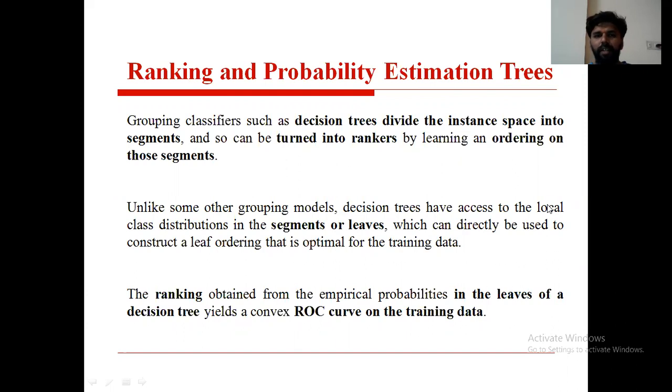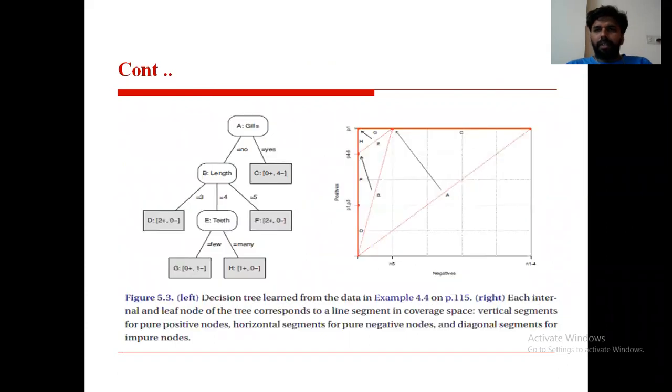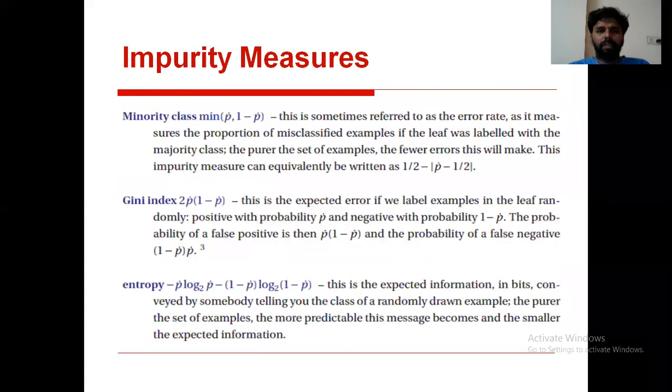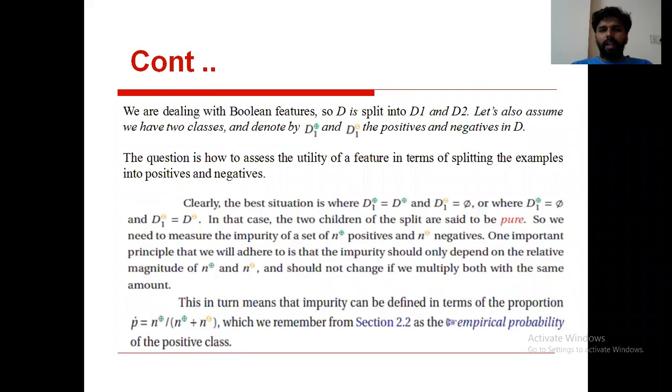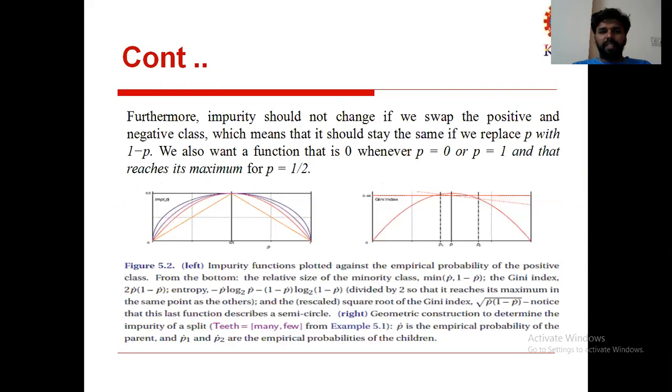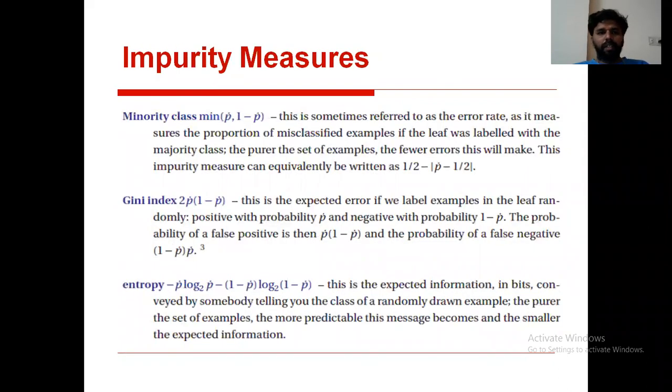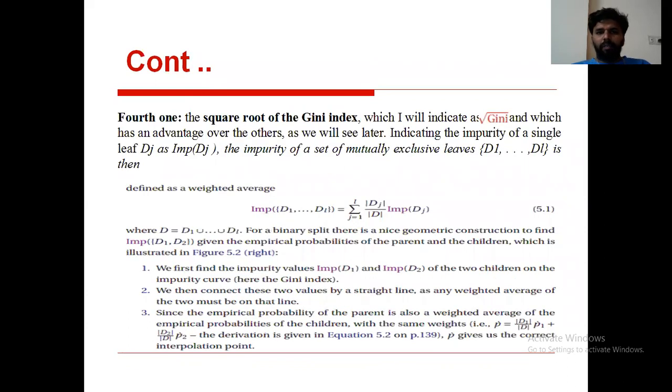In last class, I explained decision trees in two videos. At that time, I explained what a decision tree is, how to construct a decision tree, and what the various impurity measures used to evaluate the decision tree are, right? The impurity measures like minority class, Gini index, entropy, and one more is square root Gini. These are the four different impurity measures we discussed.